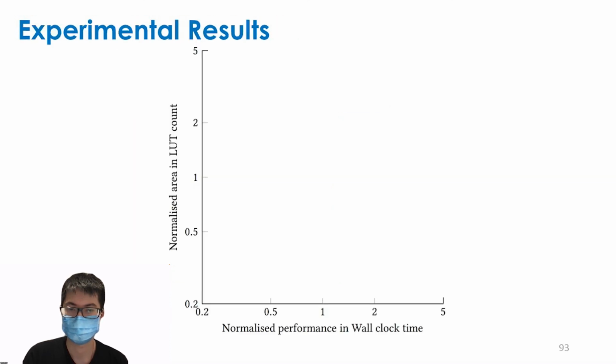This looks good, but how good is it? Here we use the same benchmarks from the original DAS paper. We compare the designs from our tool and the manually optimized designs by experts. The x-axis is the latency in wall clock time. The y-axis is the area in LUTs. So left means faster and bottom means smaller.